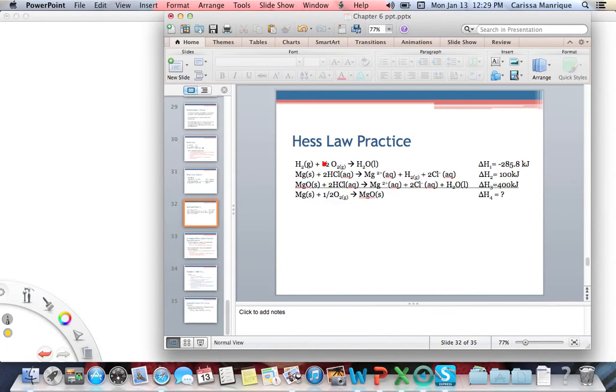So now let's look for our final thing, magnesium oxide. I want it on the right side, and if I find it here, it's on the left side, so it's not in the right spot, okay? So what do I need to do? I need to reverse this reaction. When I reverse this reaction, it's going to change the sign of this number right here. So instead of 400, it'd be negative 400. So let me rewrite all of these to what they need to be.